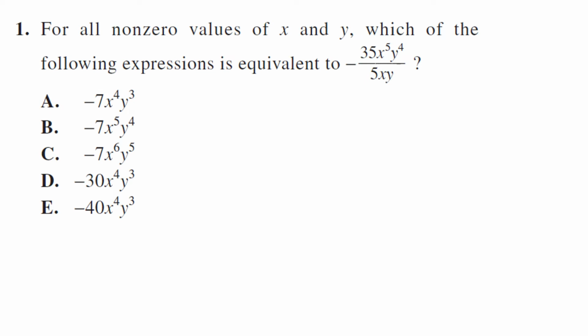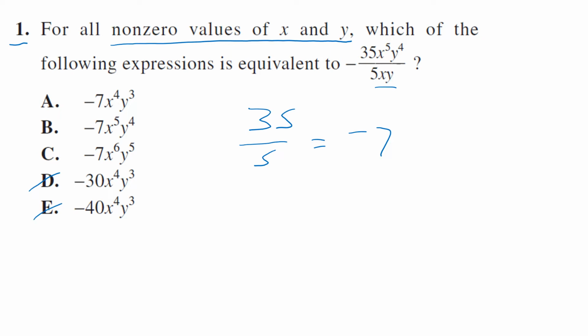All right, question number 1. For all non-zero values of x and y, so that means x and y won't be 0, so it won't be undefined, which of the following expressions is equal to this? So let's do the easy part first. 35 divided by -5 equals -7. So we know it can't be D or E.